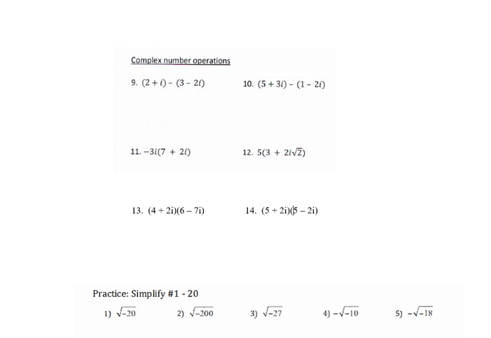So here are more subtraction problems. Subtraction problems are really where mistakes can be made. Normally, it's because you just don't distribute the negative to both terms. So we get 2 plus i minus 3 plus 2i. And so that looks like it's negative 1 plus 3i for my answer. And then here we're going to distribute them, and we get 5 plus 3i minus 1 plus 2i. So it looks like we're getting 4 plus 5i for our answer.